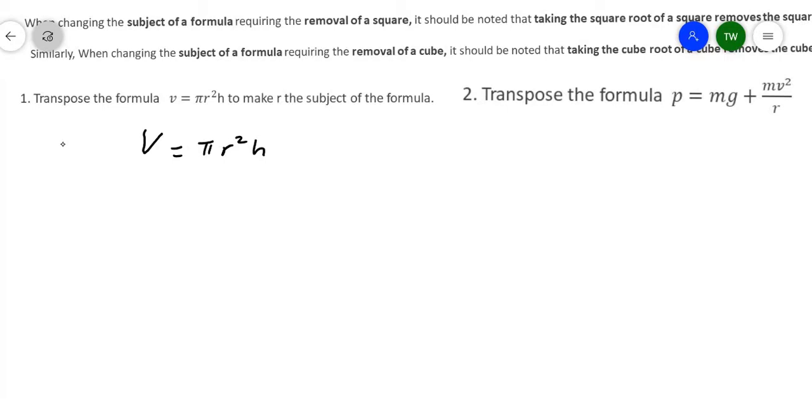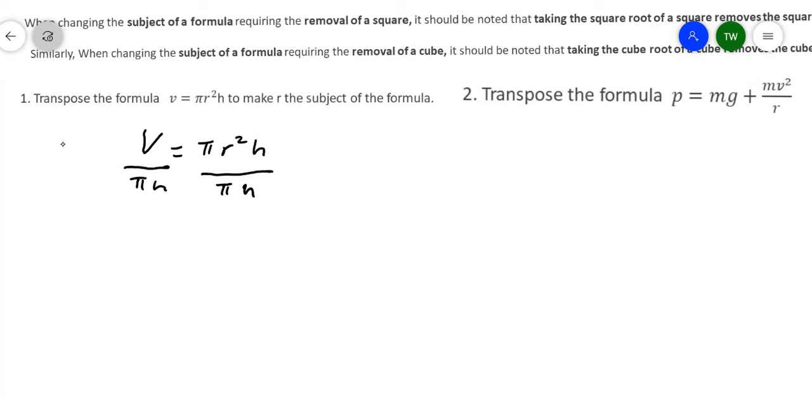What we do is look at the letters around r squared. We note that pi is multiplying r squared and h is also multiplying r squared. So in order to transfer pi h to the other side of the formula, we need to do the opposite. One way of doing that is to divide both sides by pi h.